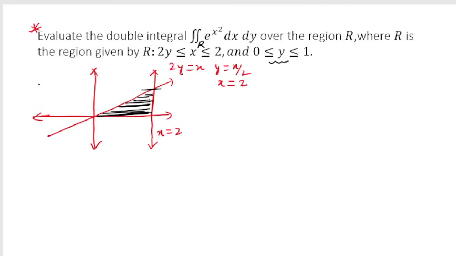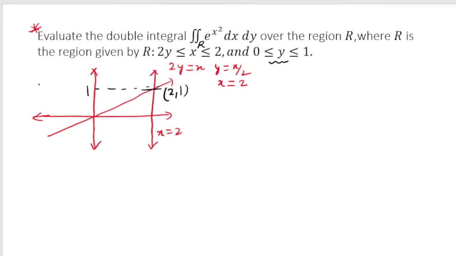If you take the line y is equal to x by 2 and x is equal to 2, then x is equal to 2, so y is equal to 1. So you can clearly see that this point has y equal to 1. From the limits given also, y is varying from 0 to 1. But as I told you, if you take the horizontal strip, you have to take the limit of x first, which means you have to integrate with respect to x first. The question is, can you integrate it with respect to x? The answer is no. It is difficult to integrate it with respect to x.